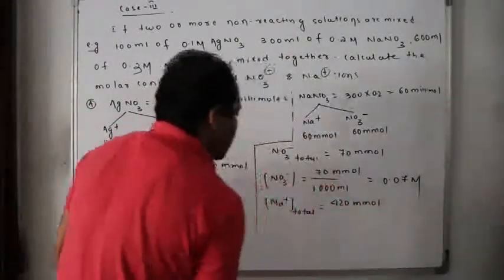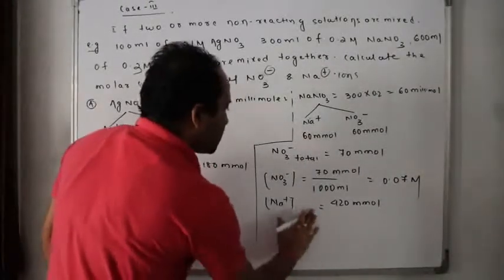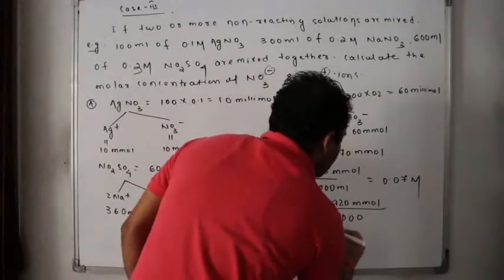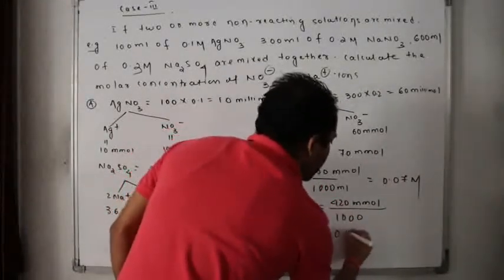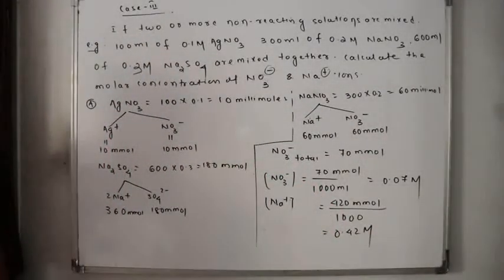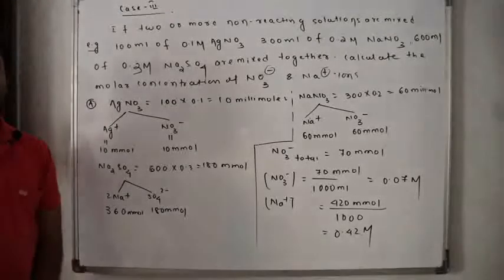420 millimoles. Now the Na plus concentration. It is directly given, right? 420 divided by 1000. So how much does it become? 0.42 molar. Isn't it? Was it clear and understandable?